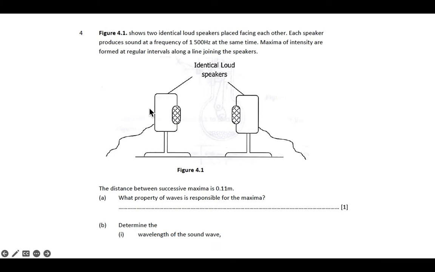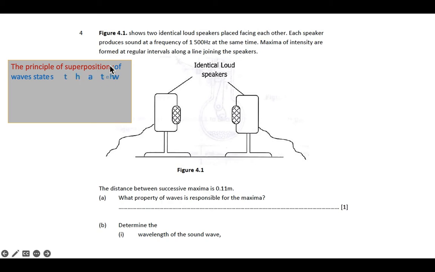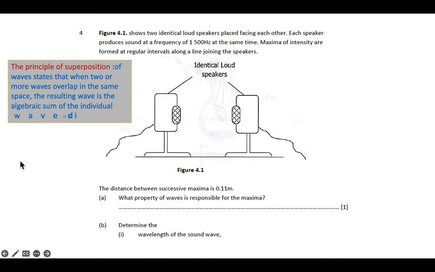Now these speakers will form an interference. There is some interference that is formed when the two waves come from these two speakers. That can be reviewed by looking at the principle of superposition. This principle states that when two or more waves overlap in the same space, the resulting wave is the algebraic sum of individual displacements. So that's what this principle states.